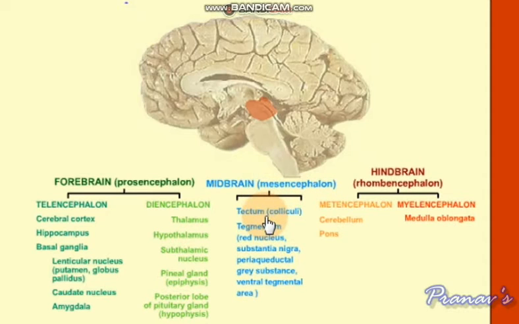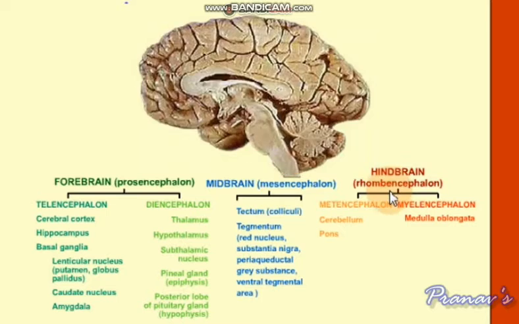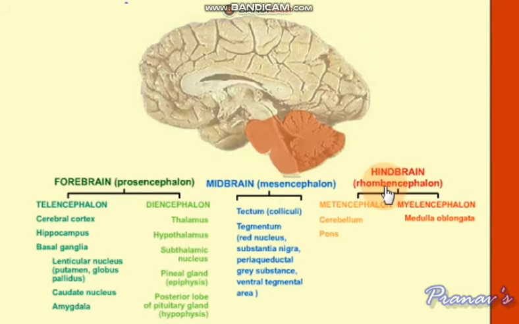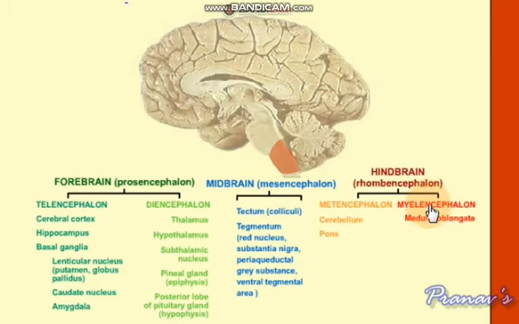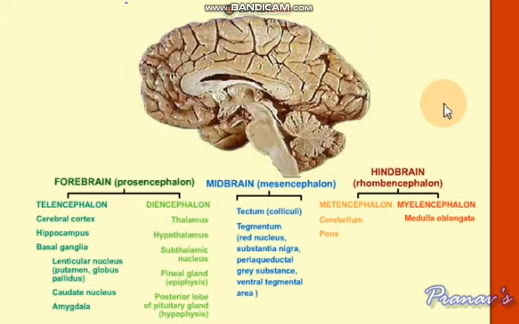Observe the midbrain here. It has its own listed parts. It is also known as mesencephalon. Then we have hindbrain, which is also known as rhombencephalon. In rhombencephalon we have two types: metencephalon, which contains cerebellum and pons, and myelencephalon, which contains medulla oblongata.